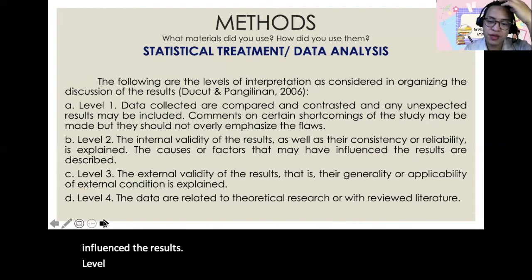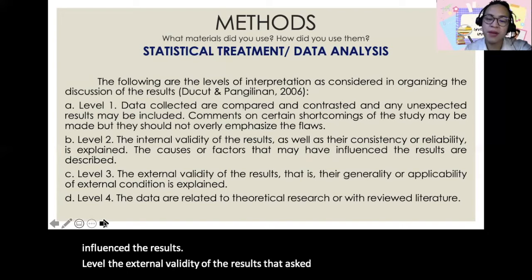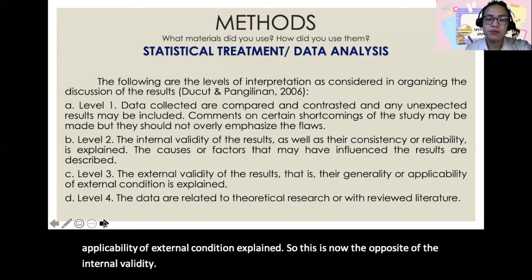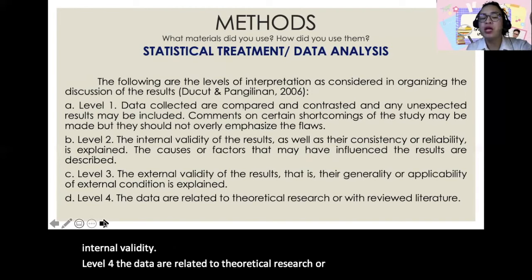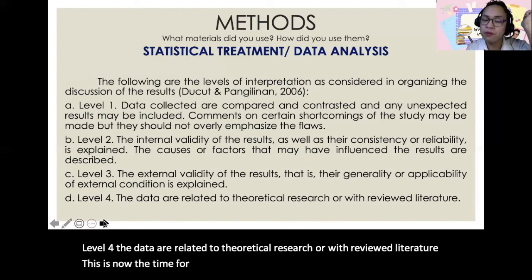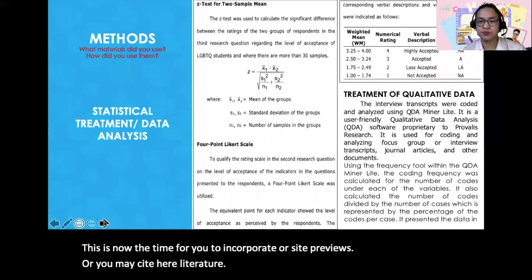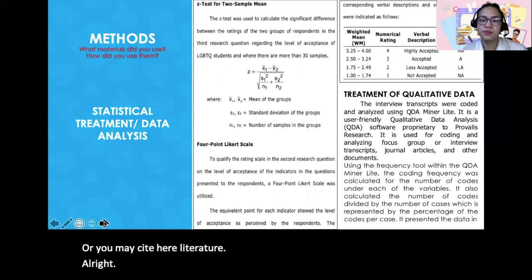Level 3: the external validity of the results, that is their generality or applicability to external conditions, is explained. This is the opposite of internal validity. Level 4: the data are related to theoretical research or to reviewed literature. This is the time for you to incorporate or cite previous studies or literature. That's how it will look when we write it in our paper.